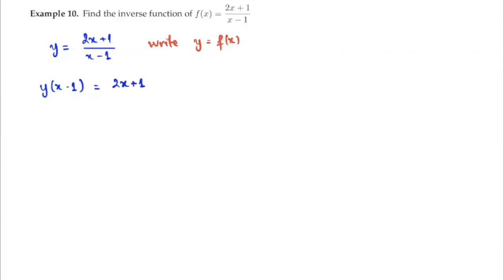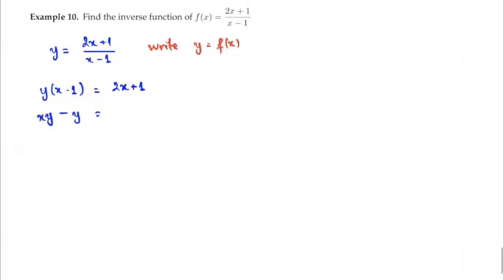So the next step is to distribute y, and you get x times y minus y equal to 2x plus 1. Now try to group everything related to x on one side of the equation and everything else without x on the other side of the equation. So I'm going to move 2x to the left-hand side and negative y to the right-hand side, and I get xy minus 2x equal to y plus 1.